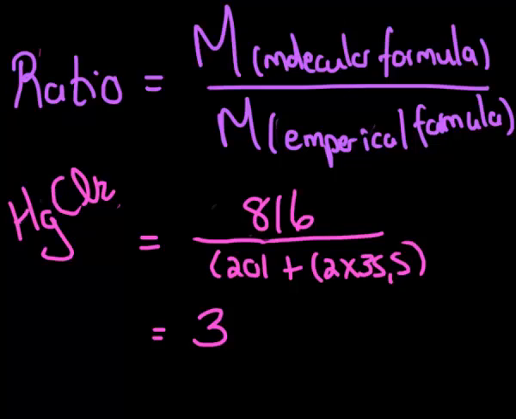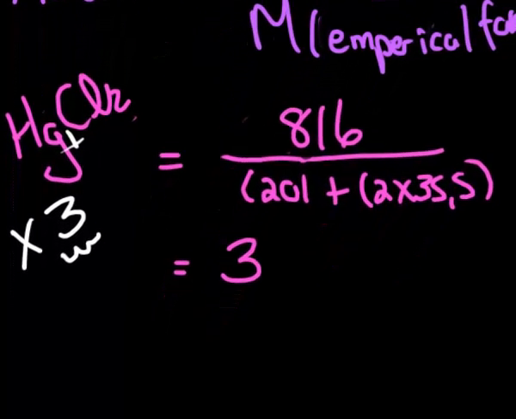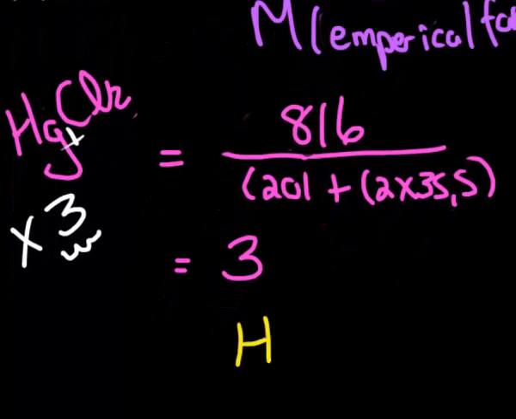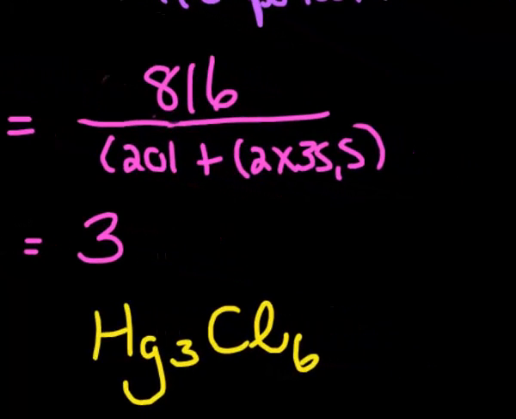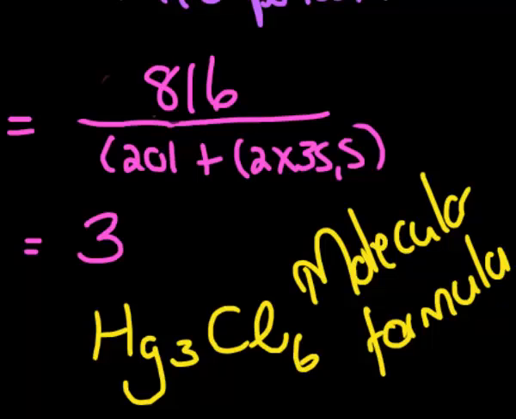Now this means if we want to determine the molecular formula, we'll need to take this empirical formula and multiply every element within it by the value of 3. So originally there was only 1 mercury, so 3 times this ends up giving us Hg3, and then our chlorine was 2, so 3 times 2 ends up giving us 6. So the molecular formula would thus be Hg3Cl6 for this specific compound.